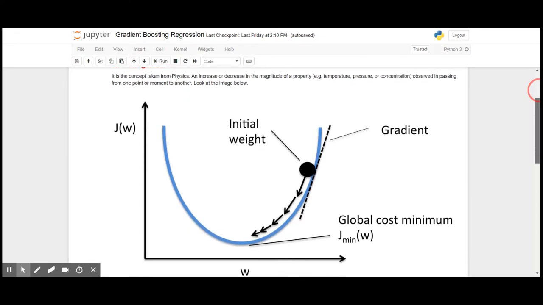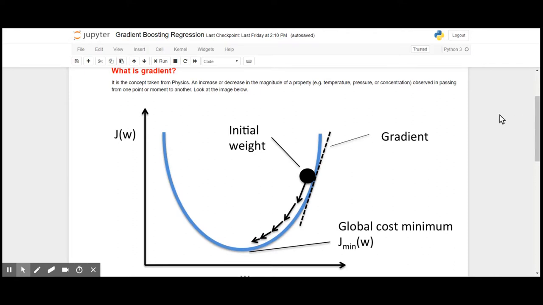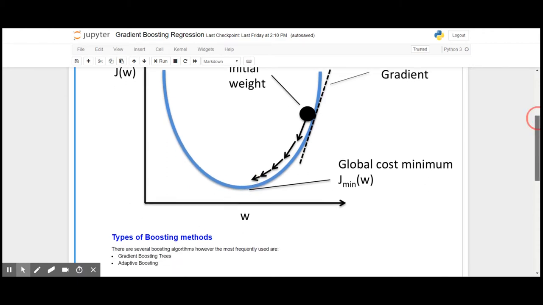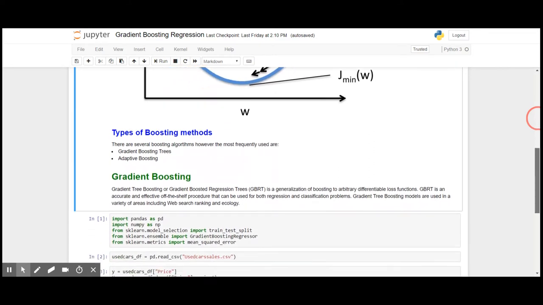What is a gradient? The gradient here is a concept taken from physics. So, what exactly is it? An increase or decrease in the magnitude of a property, for example temperature, pressure or concentration, observed in passing from one point or moment to another is known as a gradient. If you see the image here, we are trying to reduce this initial weight to get to this point, that is the global minima, where the error is minimum. That is what we want. That would be the optimal solution.